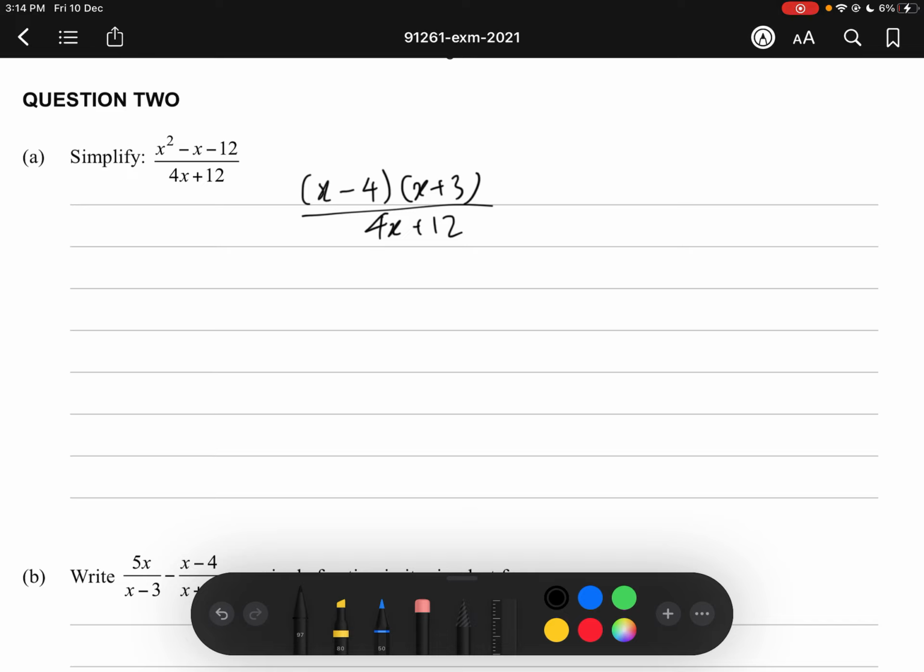Notice that 4 is a common factor of 4x plus 12, so we can actually bring the 4 outside. So we have x minus 4 times x plus 3 divided by 4 times x plus 3. And as we can see here, x plus 3 and x plus 3 cancels out. So this will just simplify to x minus 4 over 4. This should just be a simple, straightforward, achieved level question.